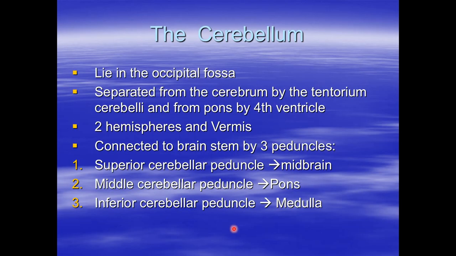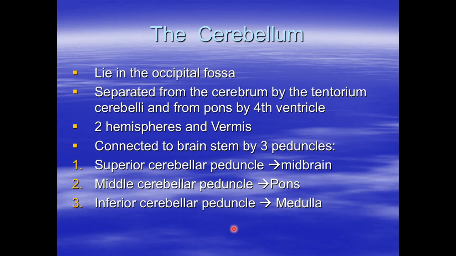Okay. So let's go to the cerebellum. Let's talk a little bit about the cerebellum. The cerebellum lies in the posterior cranial fossa, and it is separated from the cerebrum by the tentorium cerebelli, and from the pons by the fourth ventricle. So the fourth ventricle lies between the cerebellum and the pons, and the tentorium cerebelli, which is a dura mater layer, separates the cerebral hemisphere from the cerebellum.